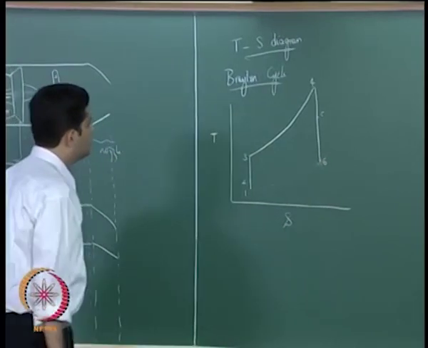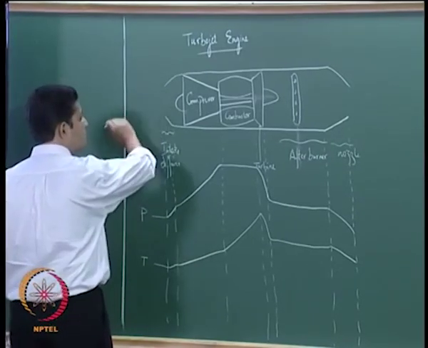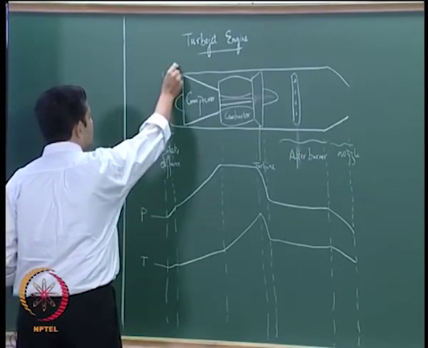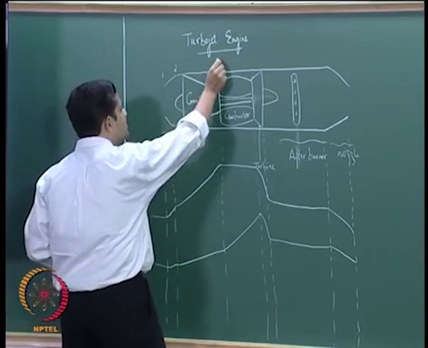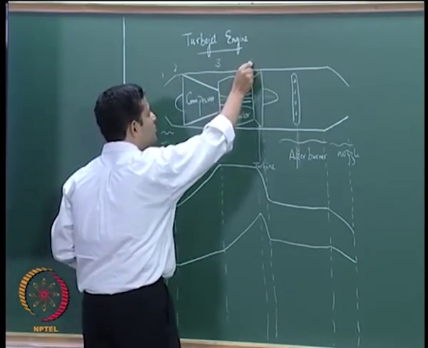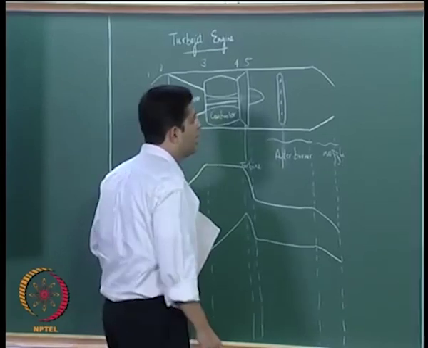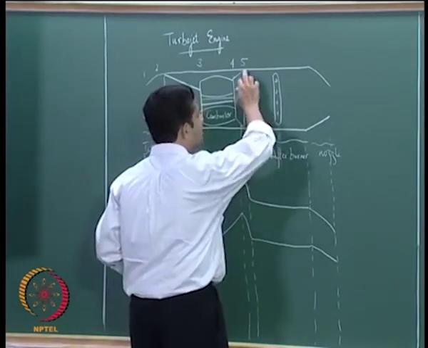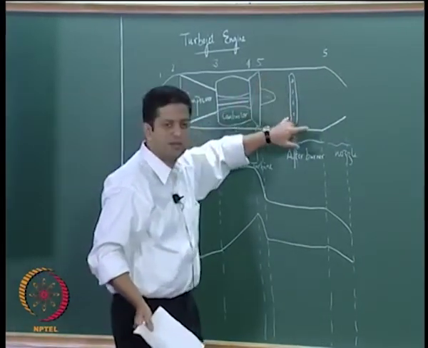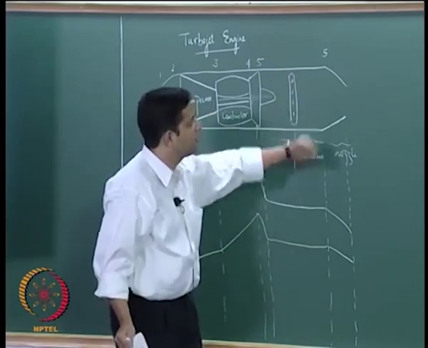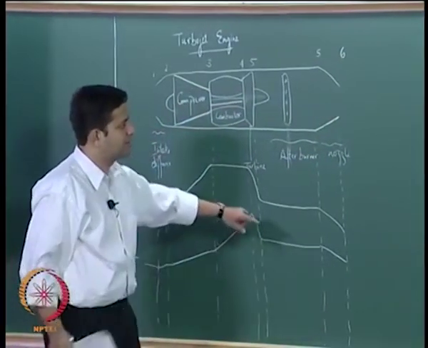Now I have numbered them 1 to 6. I will do the same here too. This is 1, end of intake or diffuser section is 2, 2 to 3 is compressor, 3 to 4 is combustor, 4 to 5 is turbine. I will call this point also 5 because we have not switched on the afterburner. So it is a constant pressure, constant temperature process right now. And lastly, this point as 6, that is the nozzle exit as 6.